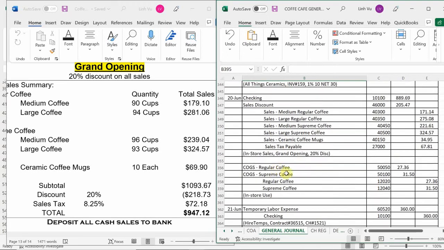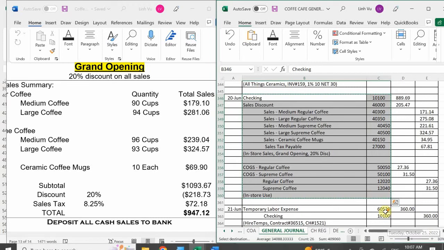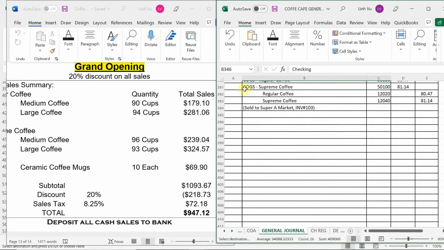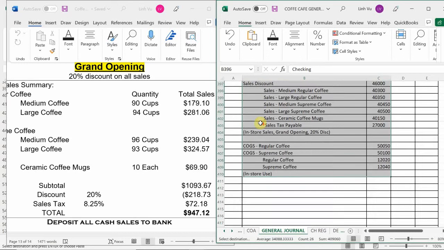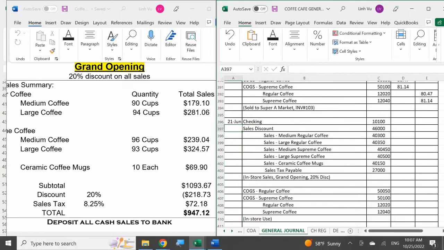So here you go. We've got right here in-store sales. These should be exactly enough for your remaining portion of the journal here. Perfect. Today's the 21st.